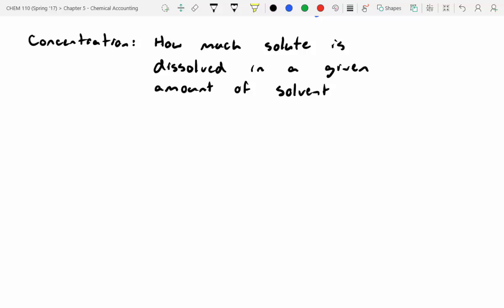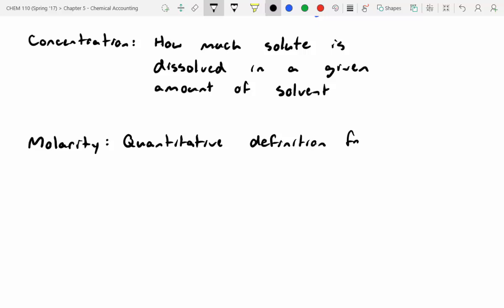Chemists like to calculate concentration using a term called molarity. And this is a quantitative definition for concentration. And this is one that's particularly used by chemists. Biologists don't use it as often. Biologists will use percentages just because it's easier for them. They don't like using moles for whatever reason. But let's calculate this, or define it, I should say.